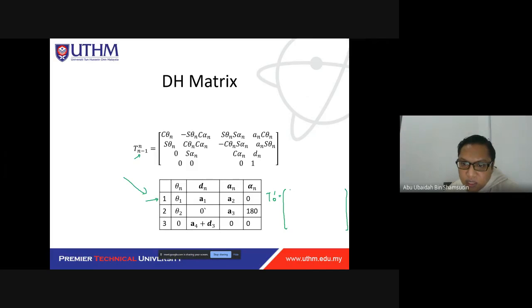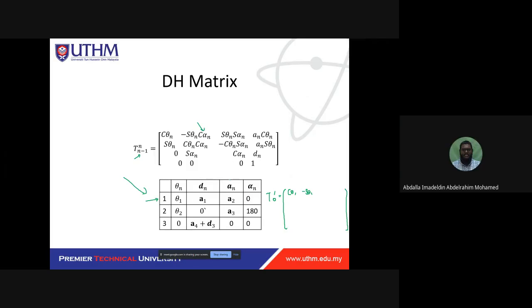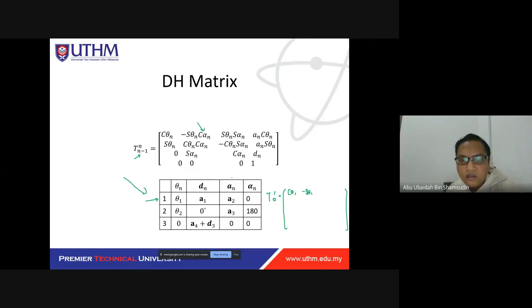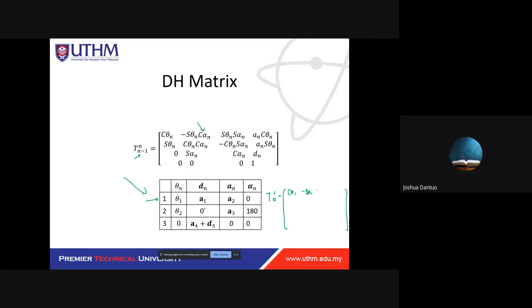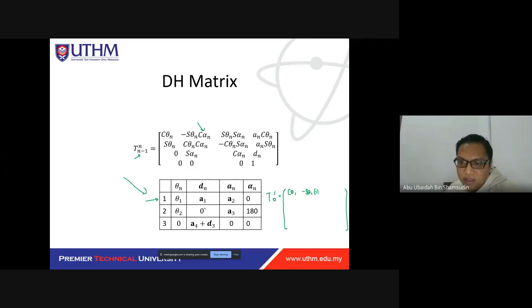So first one, C theta. It will become C theta 1, which is cos. Sorry, this is cos theta 1. Then minus sine theta 1. And the alpha is 0. So if alpha is 0, cos 0 is 1, I think. 1. 0, 1. Okay, so it's simple, that one.